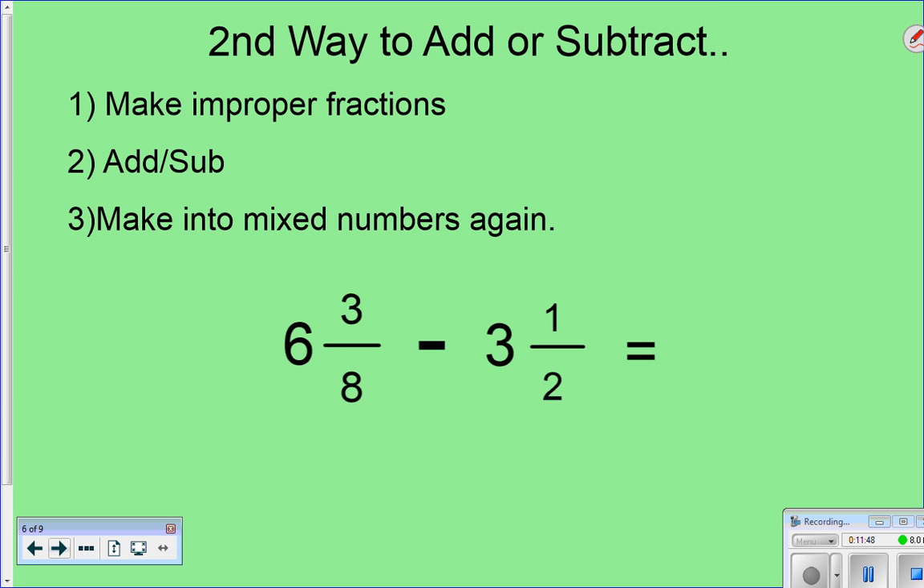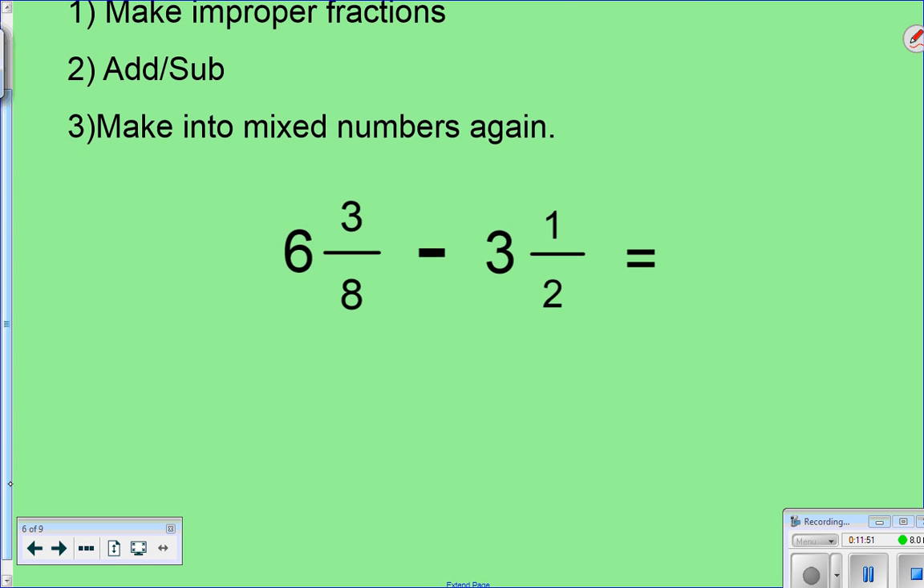All right, should we start the problem? Should we work on it together? So, according to my notes, first I'm going to make improper fractions, but what I would do first is make like denominators. Okay, so let's make a like denominator. We know this has to be what? 8? So let's make it 4/8. I'm going to cross that out. Now let's make some improper fractions.